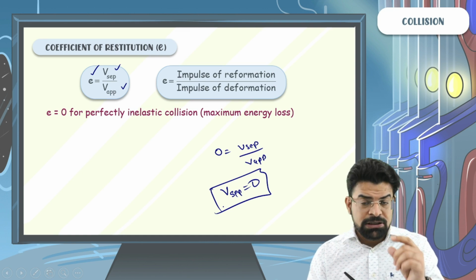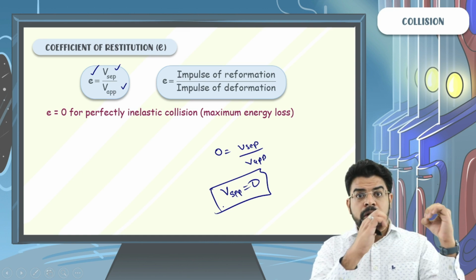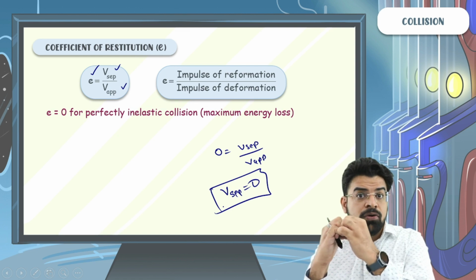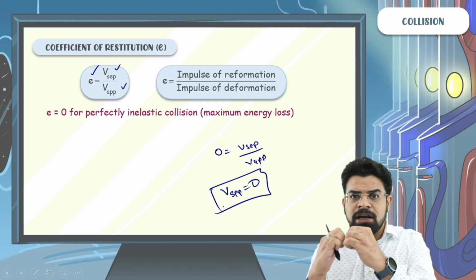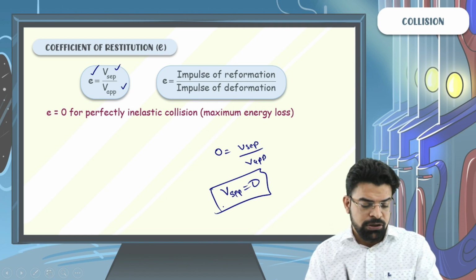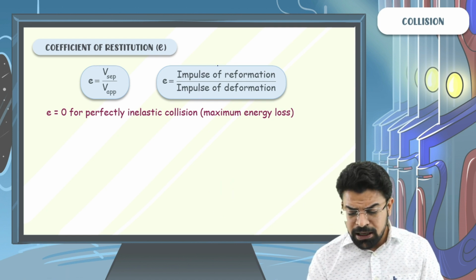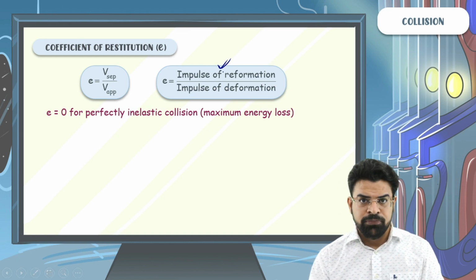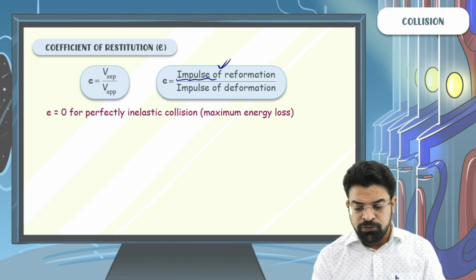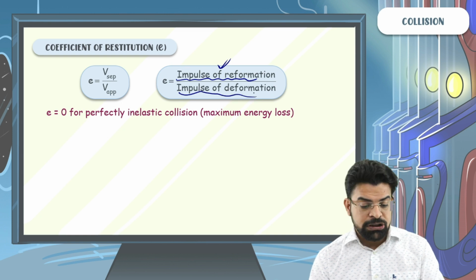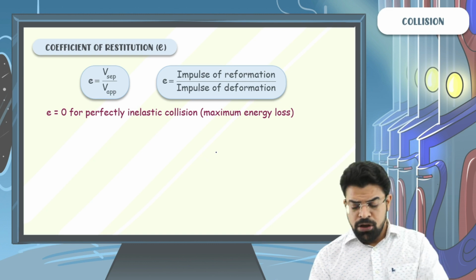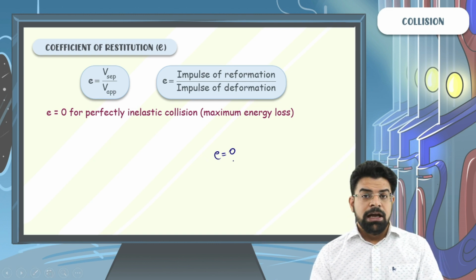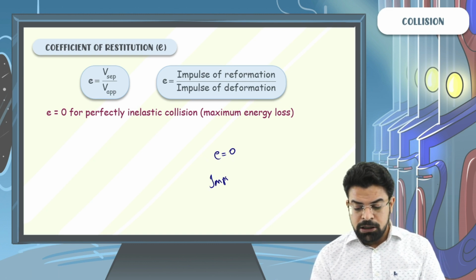Both the bodies have the same velocity along the line of impact after the collision. That's why after the collision, the separation between them does not increase and velocity of separation is 0. We can even look from the second definition. E equals impulse of reformation upon impulse of deformation. When I say that for a perfectly inelastic collision, coefficient of restitution is 0, it means that the impulse of reformation has to be 0.